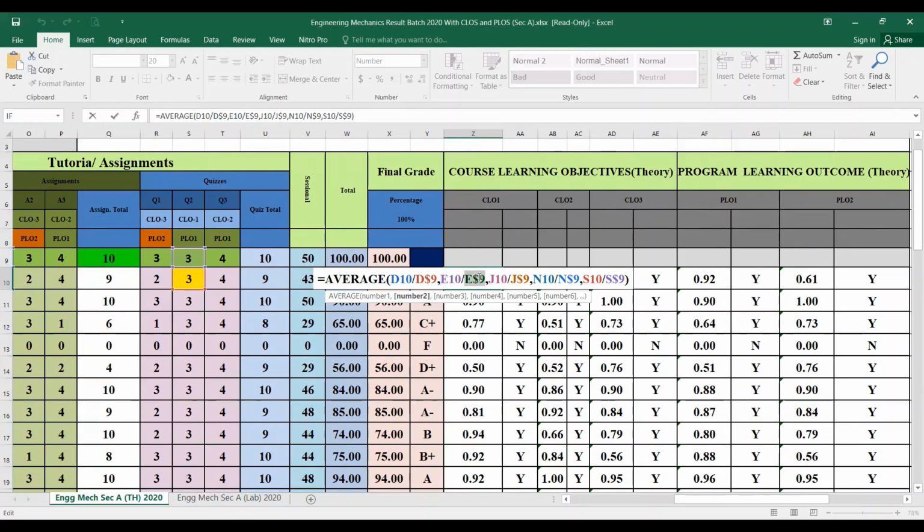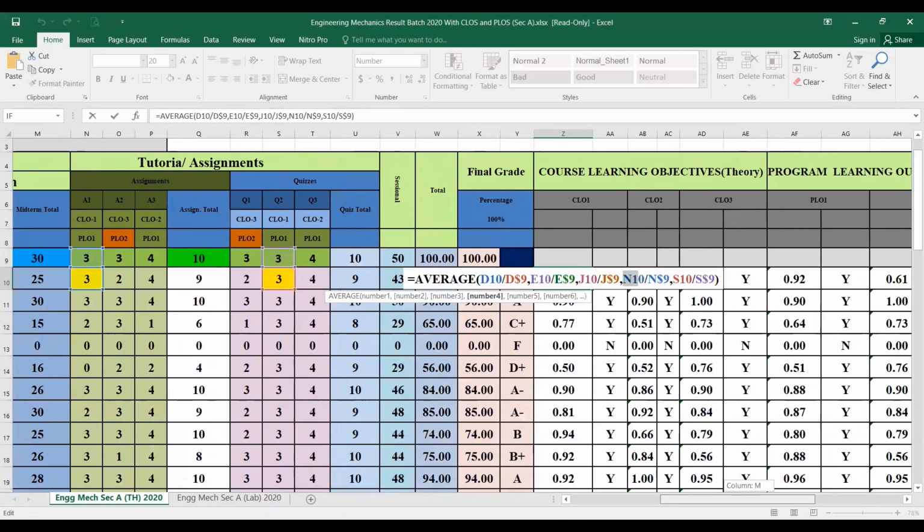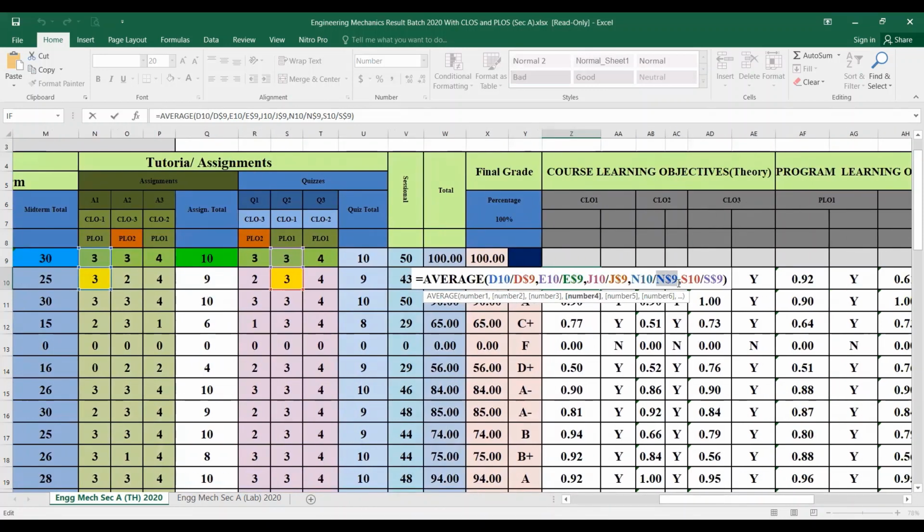with the total marks of question number 2 of the final exam for CLO1. Then there is the midterm. In the midterm, how many marks the student attained in question number 1 divided by the actual marks of question number 1. How many marks the student attained in assignment number 1, that was mapped with the CLO, divided by the actual marks of assignment number 1. How many marks the student attained in quiz number 2 divided by the actual marks of quiz number 2. So this is the way you have to take the average of it.